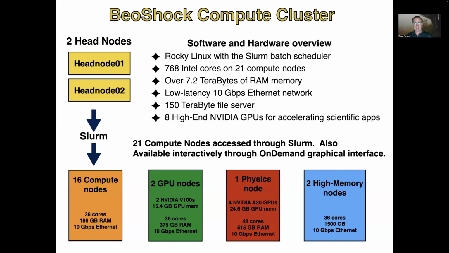The head nodes and the compute nodes all run Rocky Linux. Linux is a type of Unix. It's very common these days. So most cluster computers use a flavor of Linux, and it doesn't too much matter what type of Linux it is. The Slurm batch scheduler is also very common. So once you learn it on BeoShock, you'll be able to use that knowledge on a lot of other remote resources that you may have access to as well.